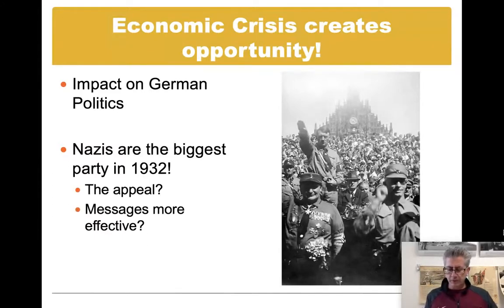When we look at the success here in 1932, there are about 608 seats in the German Reichstag, which is their parliament. The Nazis pick up 230 seats. So it's not a clear majority, but what it means is they will have a say in creating this new government.